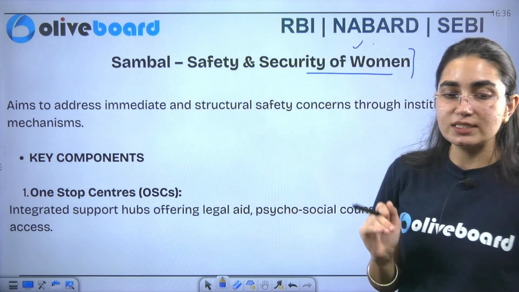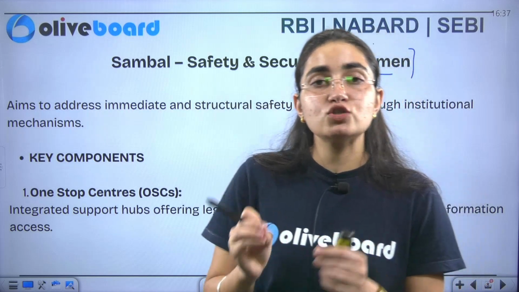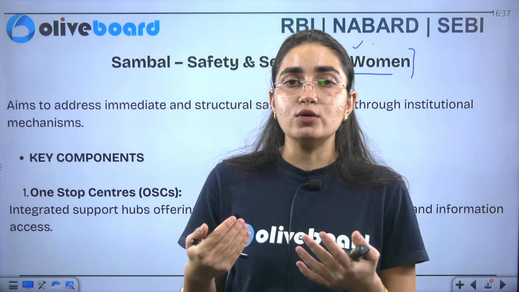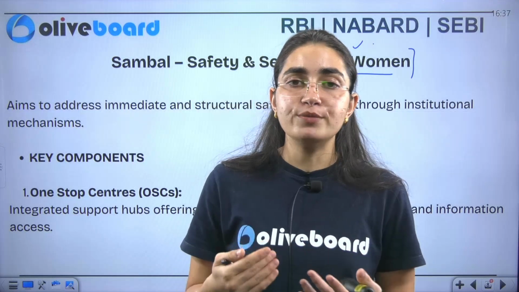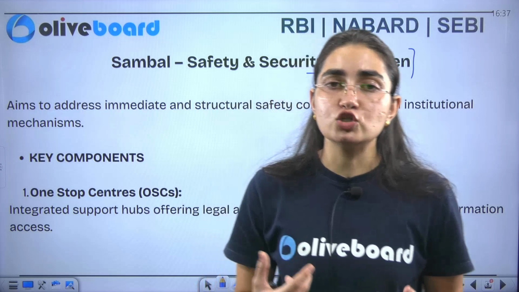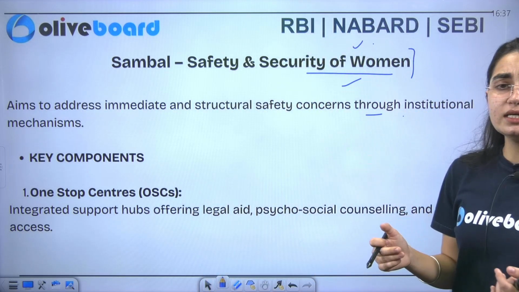Under this we will see what components are associated to ensure the safety of women, to ensure the security of women, what steps have been taken, what components have been kept here by the government of India just to ensure that women's safety as well as security is ensured. So everyone got to know about the meaning. Now we'll see the components here.